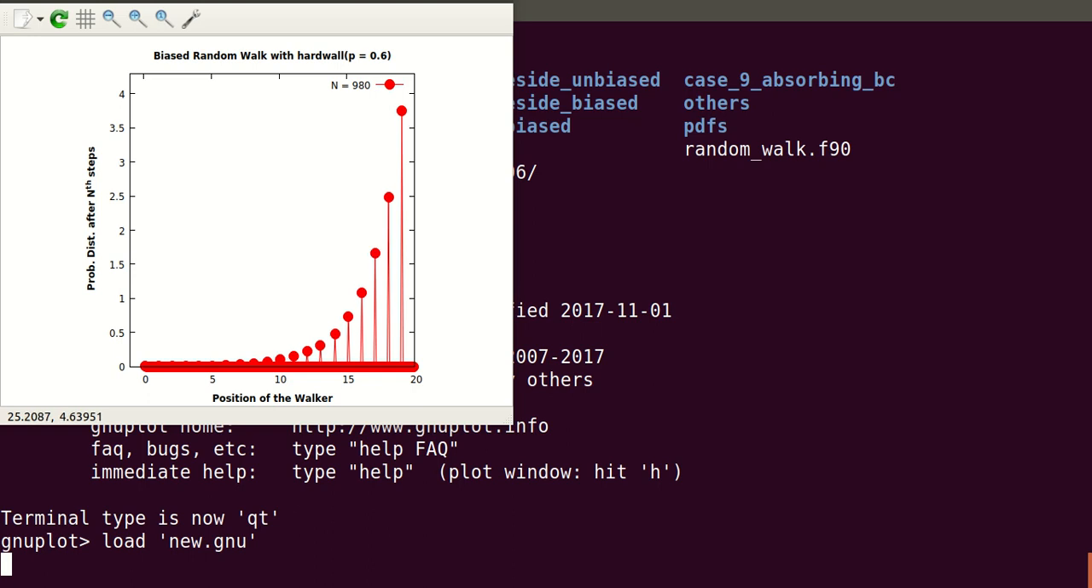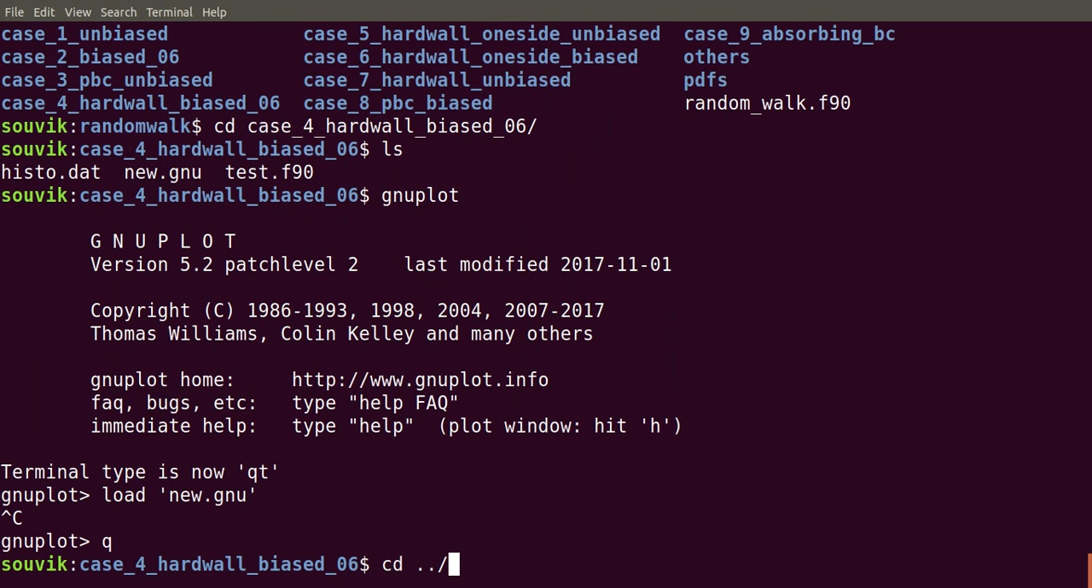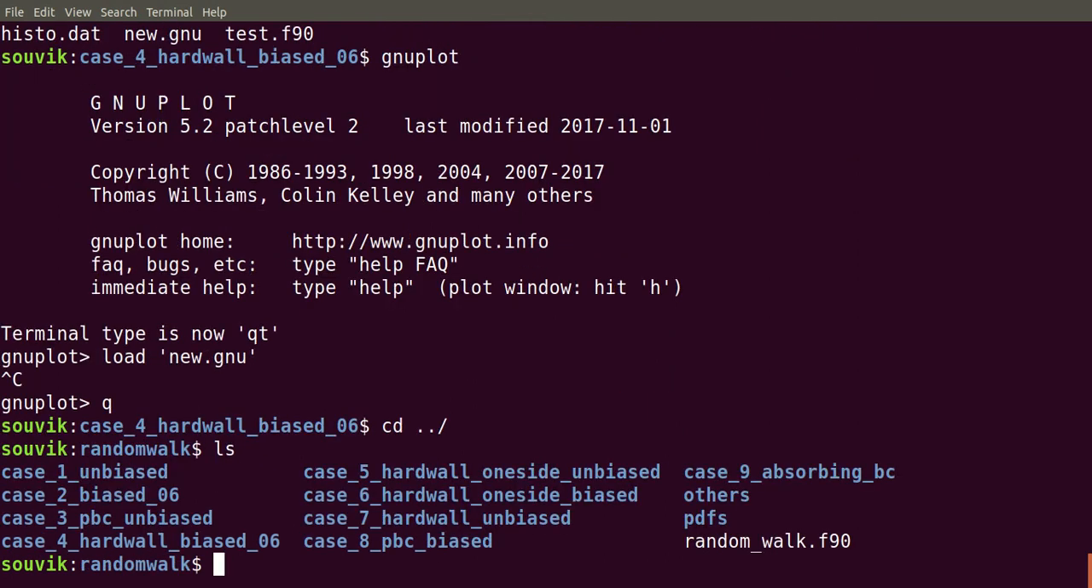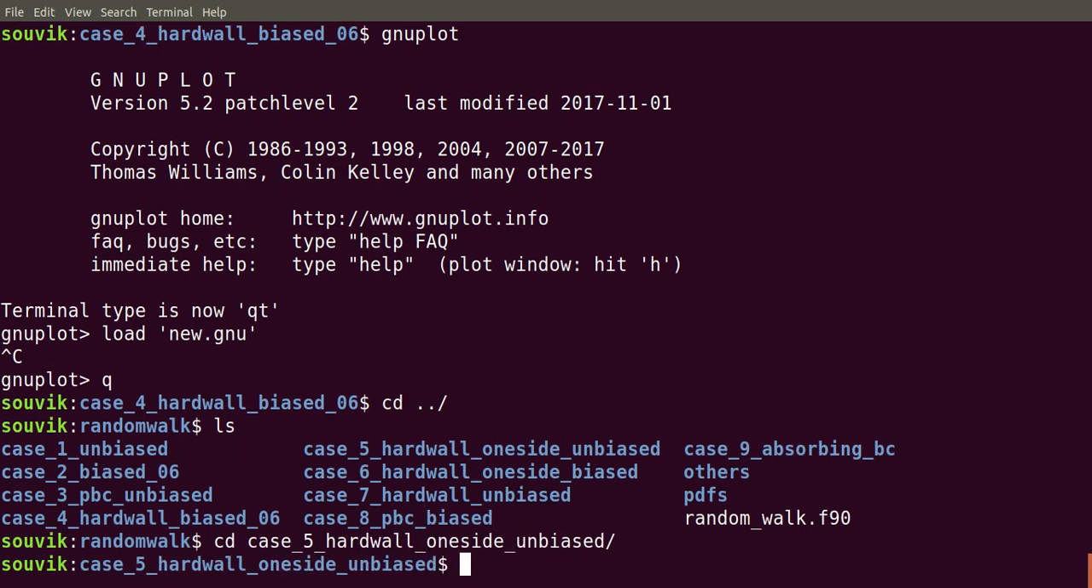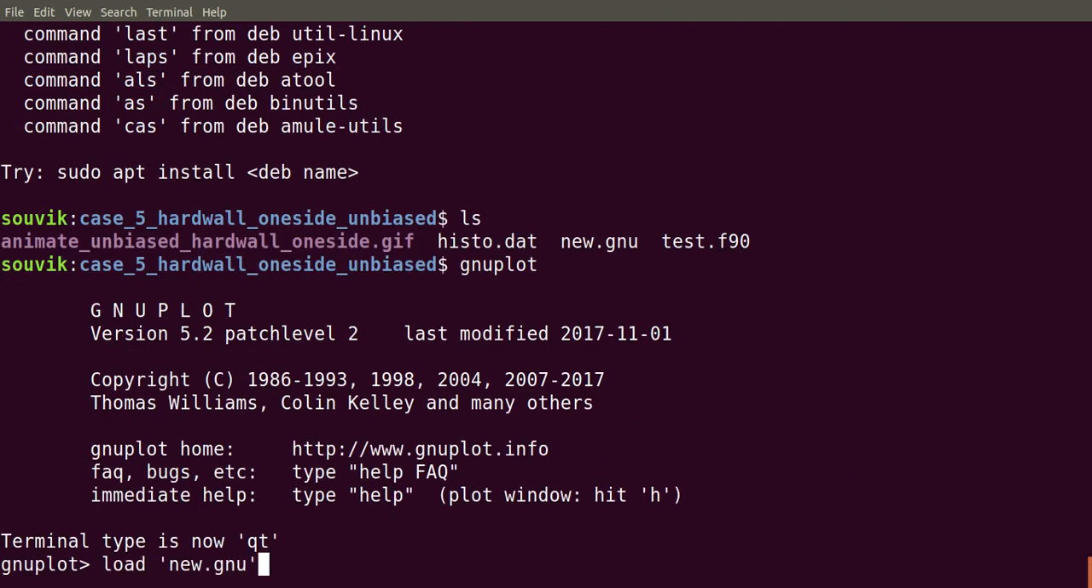So now next, okay, let's say hard wall on one side and the unbiased case. So let's see what happens in the unbiased case. Okay, so let's see. GNU plot, let's open it.